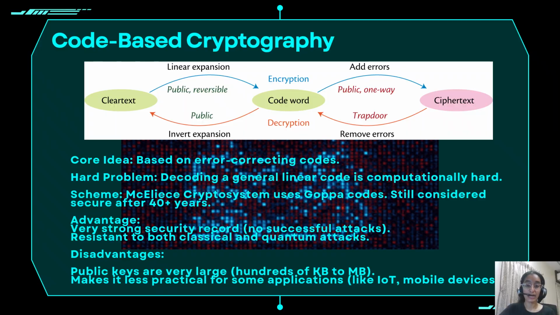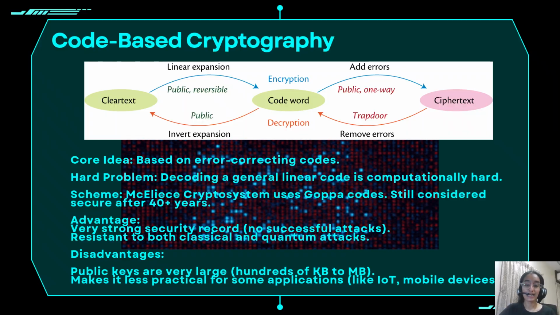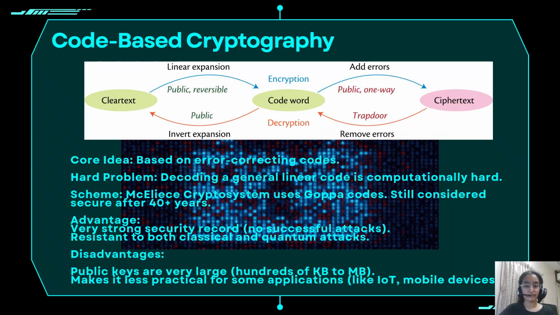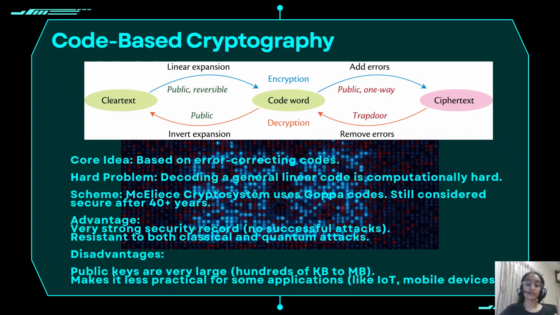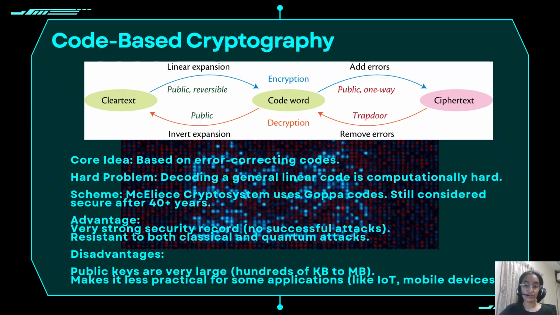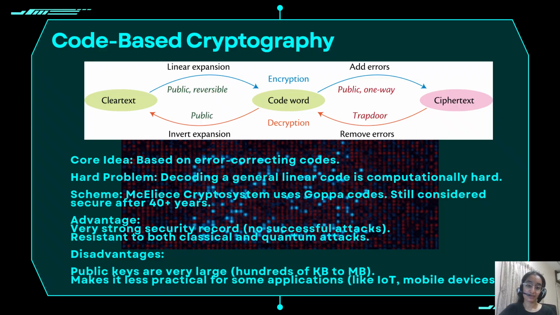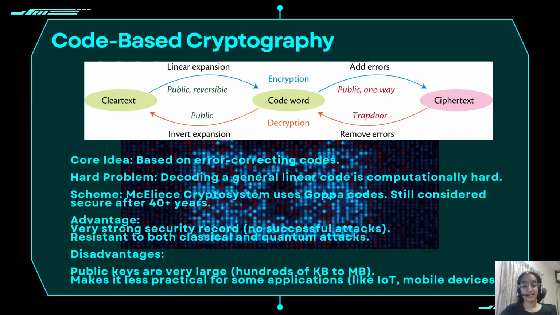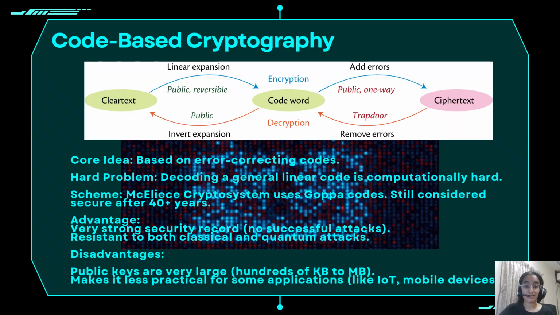Disadvantages: public keys are very huge. RSA keys are a few kilobytes. Lattice-based keys are a few kilobytes too. But McEliece keys can be hundreds of kilobytes to even megabytes. This makes it hard to use on devices with limited storage, and it is less practical for modern systems because of its key size. It hasn't been widely adopted, even though it's much more secure.